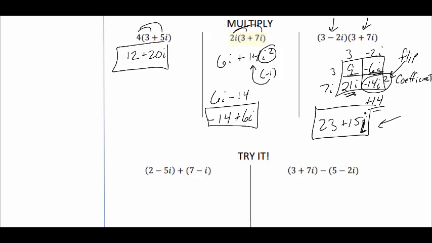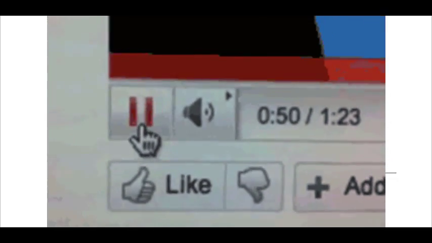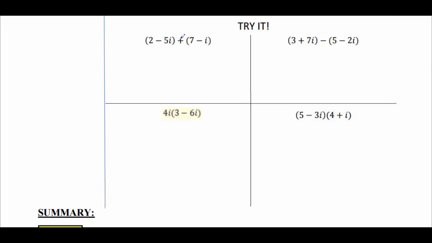There's a couple try-it problems. I want you guys to try them real quick. Pause the video and then hit play. First one, 2 minus 5i plus 7 minus i. So again, we have a distributive property technically. We got to make sure we understand that.